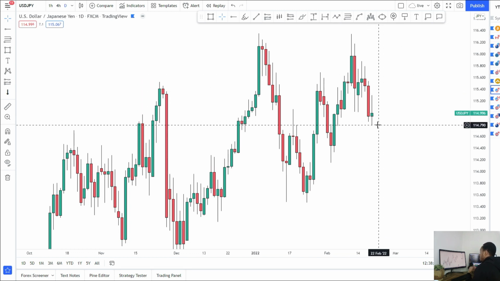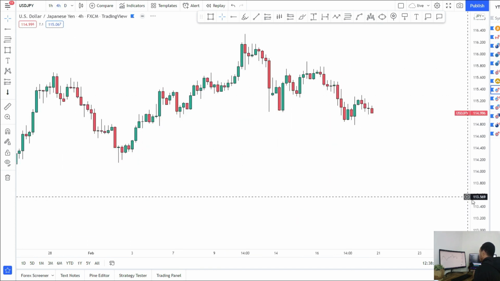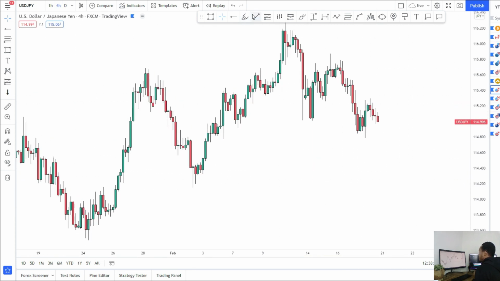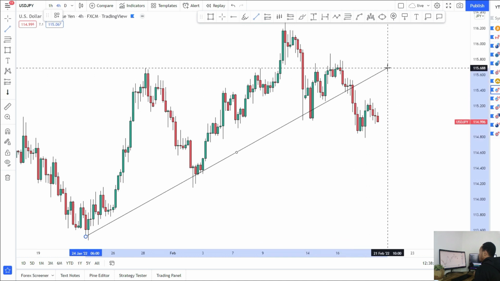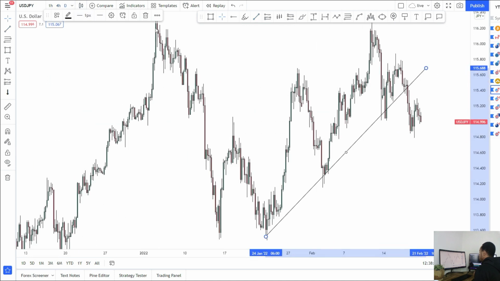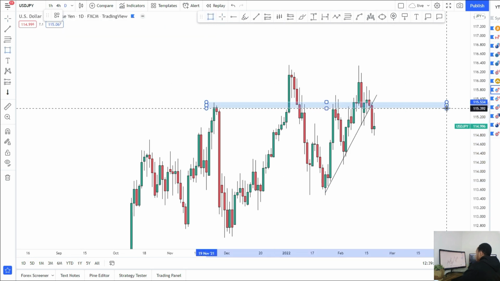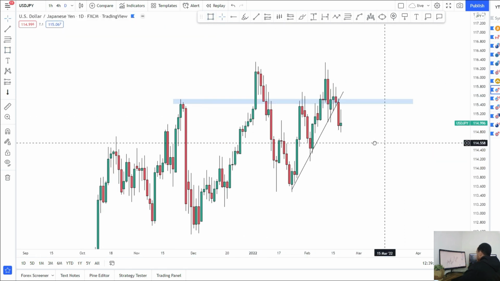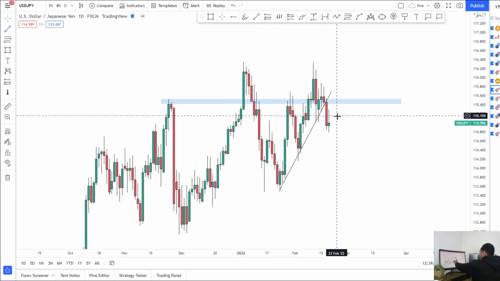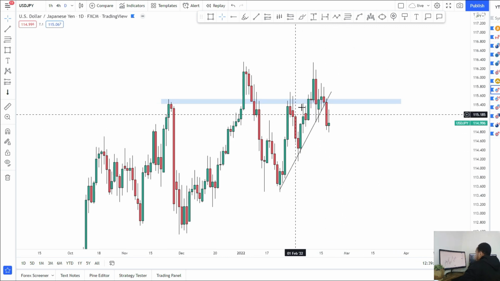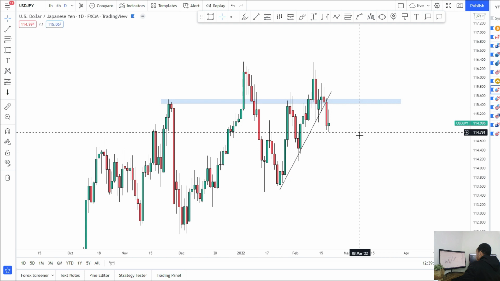And actually, last week I did say on the 4H time frame that if we do climb back below this trend line here, and also back below this daily level of support, which was holding when I was doing my analysis, that we could actually roll over. So the fact that we've done that now, and with an impulsive price action as well, does look like USD JPY is about to roll over.